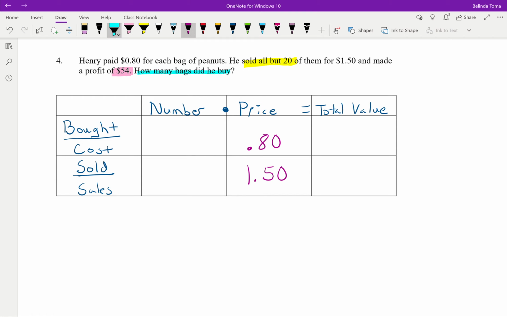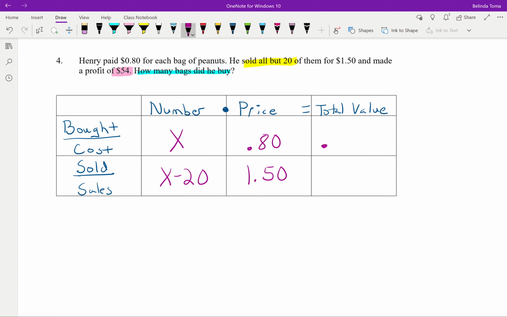So in keeping with what I've mentioned, it's easier if we make our X what we're looking for. So we're looking for how many bags he bought. So I'm going to use the X there, and he sold all but 20 of them. In other words, he didn't sell as many as he bought. He sold 20 less than he bought. He couldn't possibly sell 20 more than he bought, so that's going to be X minus 20.